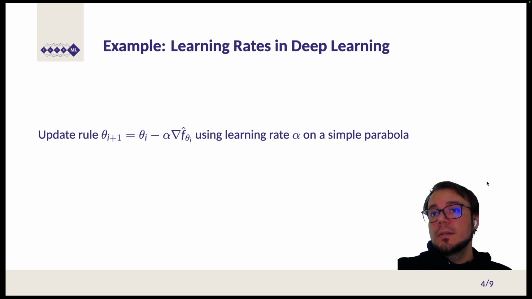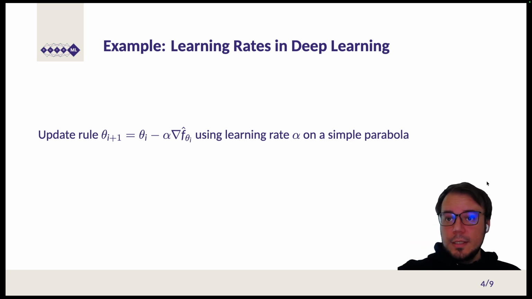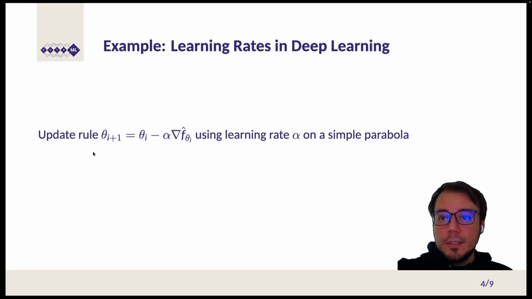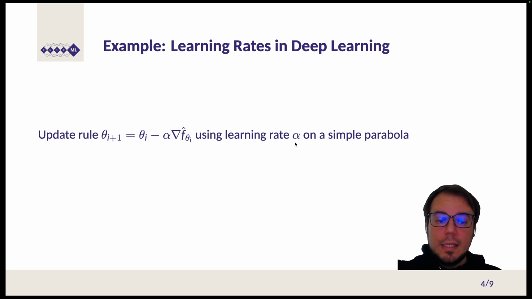And I want to give you a very intuitive example with learning rates and deep learning because it's very commonly talked about. So for that, recall that your update rule for the weights is as follows. You take the old weights and you adapt them according to your gradient with the loss function such that you get the new weights. Here, alpha is our learning rate, and we will look into how alpha actually influences the update rule on a very simple parabola.